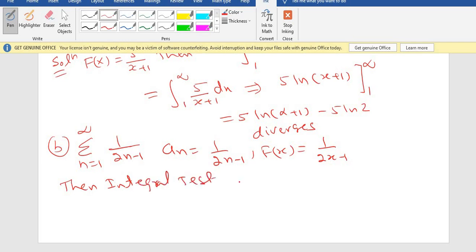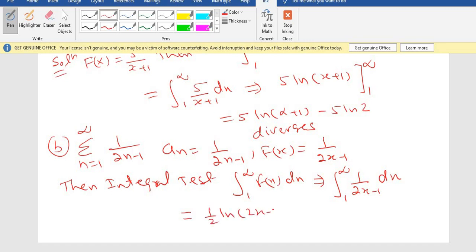Integral test is the integral from 1 to infinity of f of x dx, and integrate it. That means from 1 to infinity, 1 divided by 2x minus 1 dx. When you integrate it, it will come 1 divided by 2 ln of 2x minus 1, and the limit is 1 to infinity. So again, when you use the limit infinity, it diverges. That means question number B part is divergent.